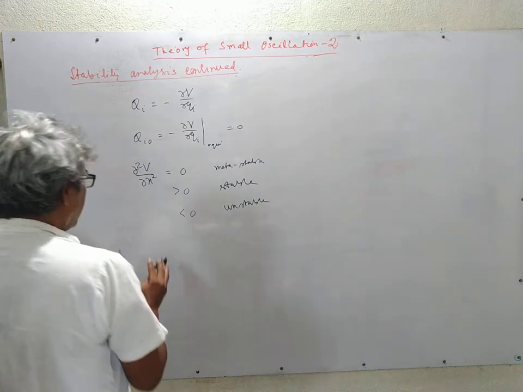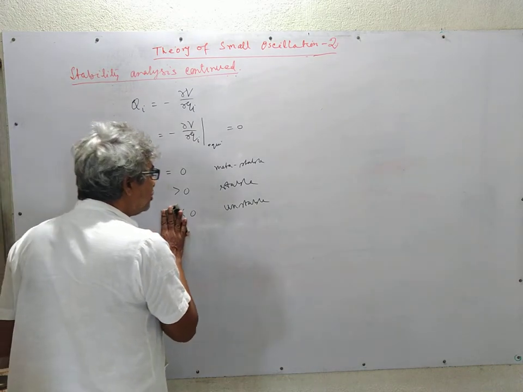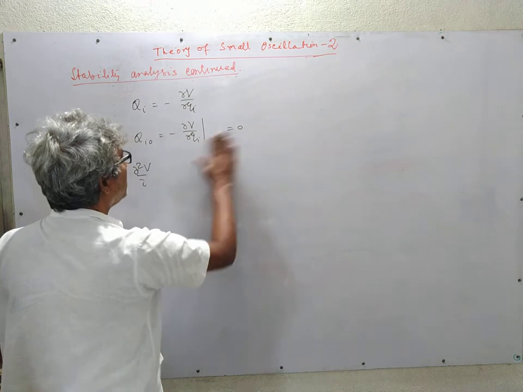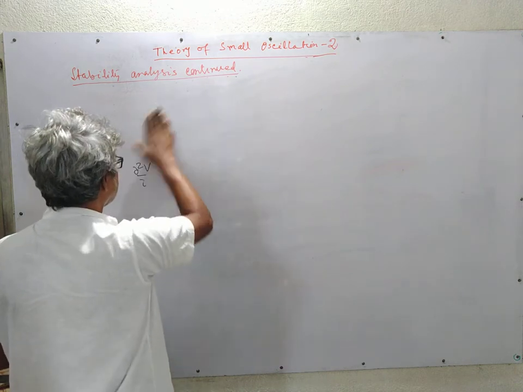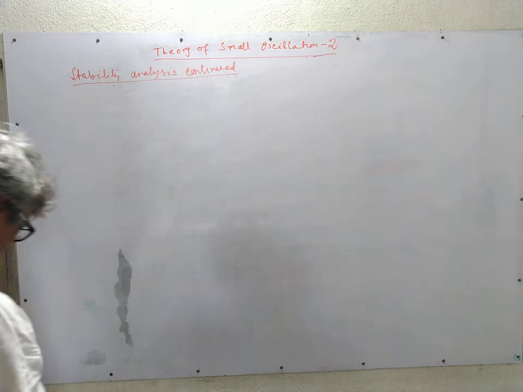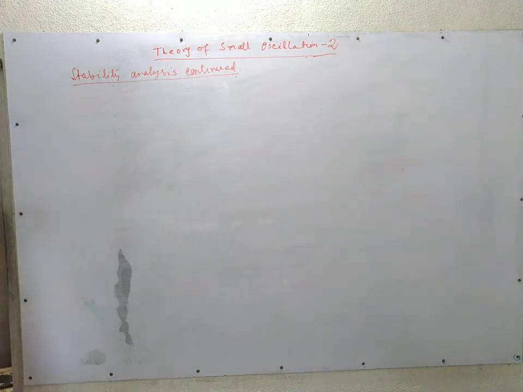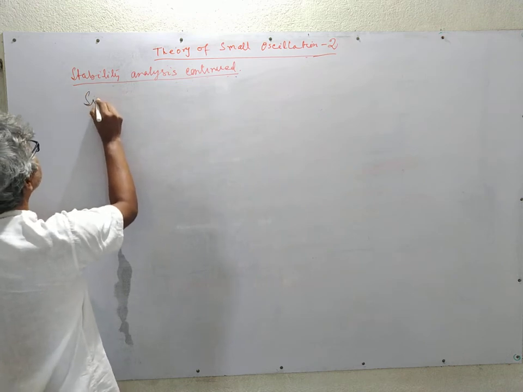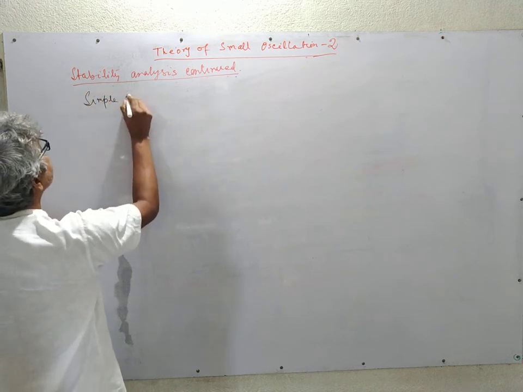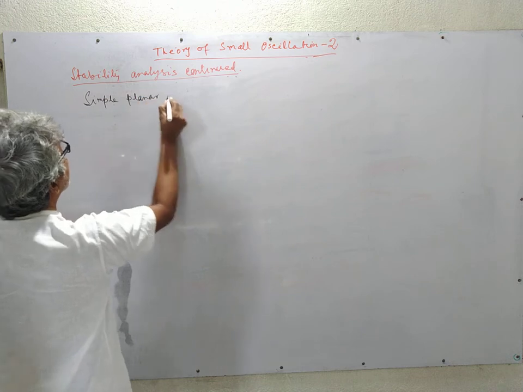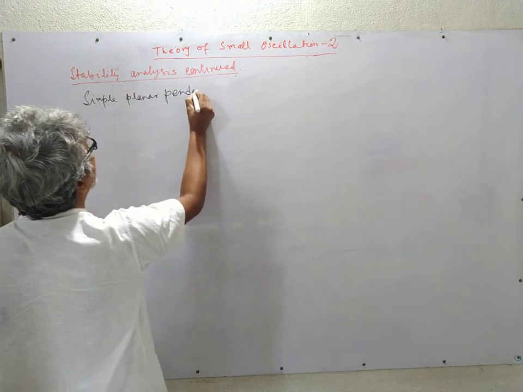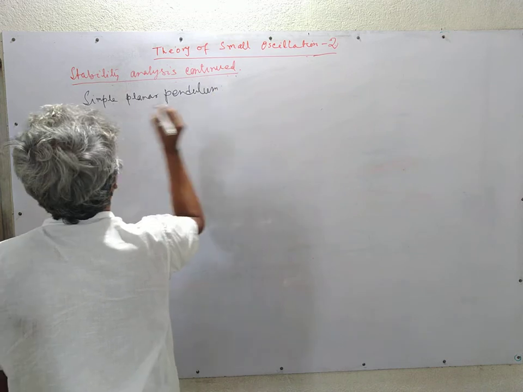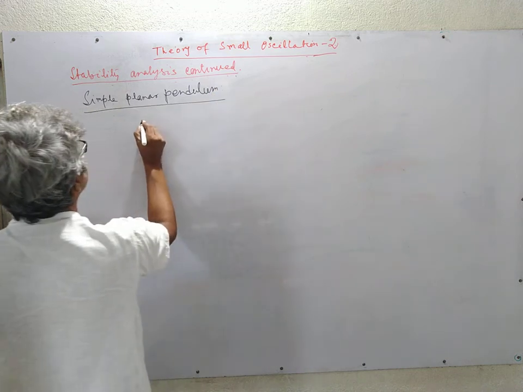We applied the theory in one-dimensional cases. Today we shall cite two very popular examples of the one-dimensional case, and then we shall continue our discussion of stability analysis for systems having more than one dimension. So firstly, we consider a simple planar pendulum. This is a very common example of classical physics.